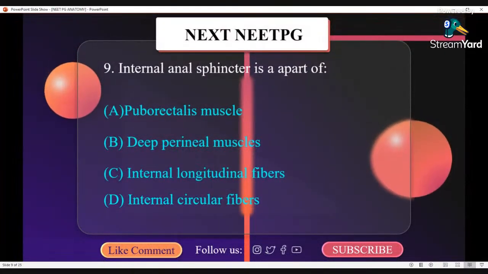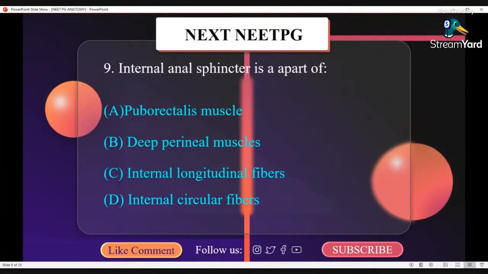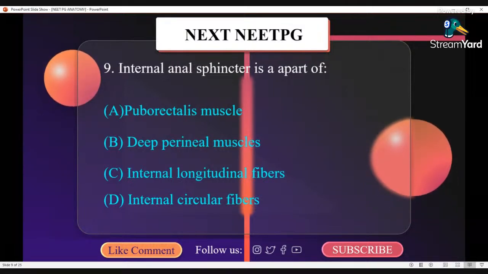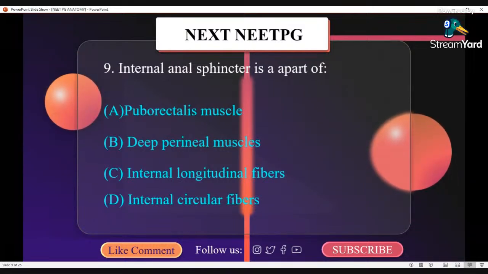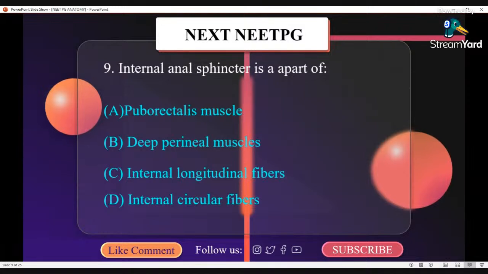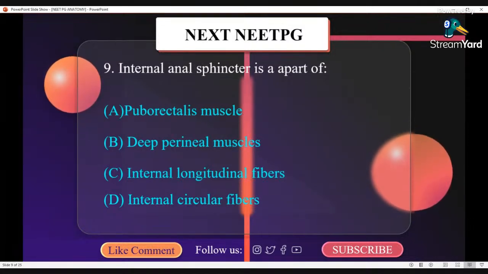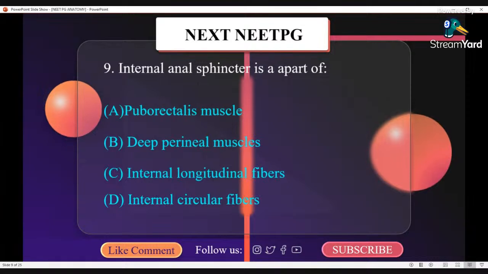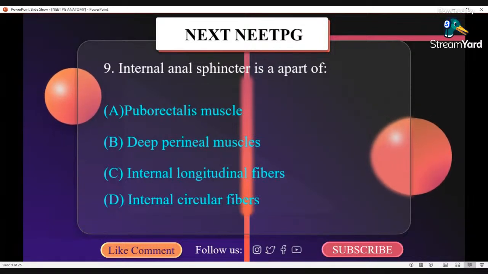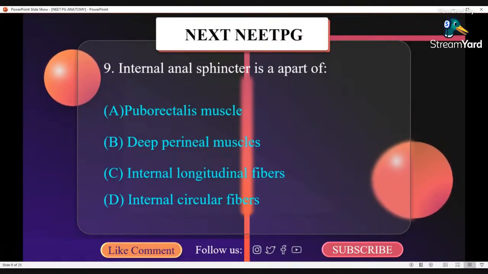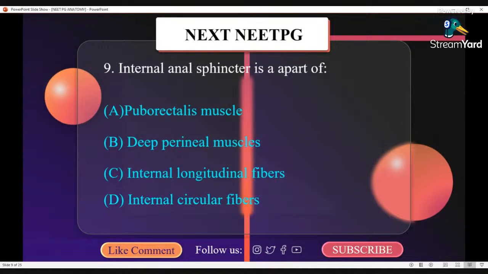Internal anal sphincter is a part of D. Internal circular fibers. The involuntary internal anal sphincter is found by thickening of the circular muscle layer.